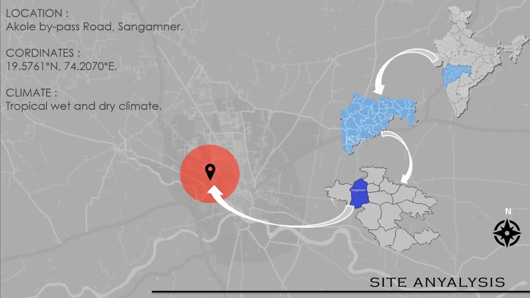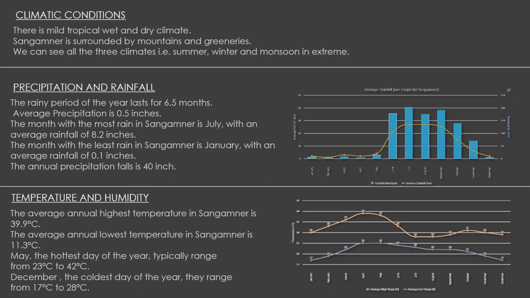Location: Akule Bypass Road, Sangamner. Climate: tropical wet and dry climate. Climatic conditions: there is a mild tropical wet and dry climate. Sangamner is surrounded by mountains and greenery. We can see all three climates, that is summer, winter and monsoon, in extreme.